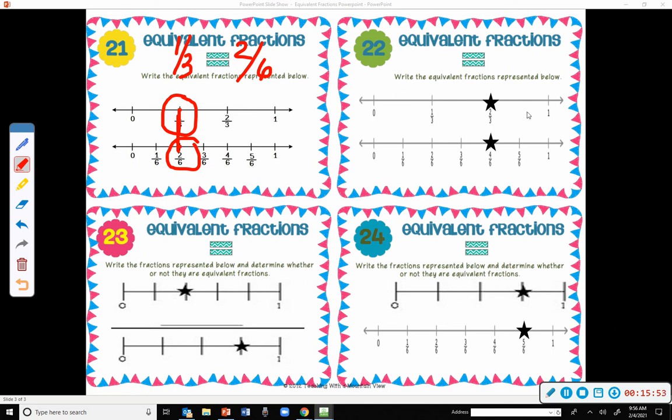Okay, now I want you to try 22. Take your pencil, your marker, or whatever you're using, follow the star down and see if they line up.